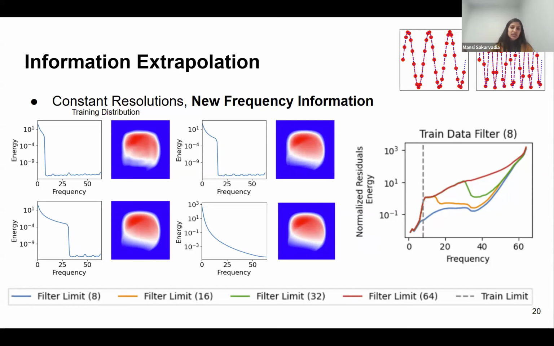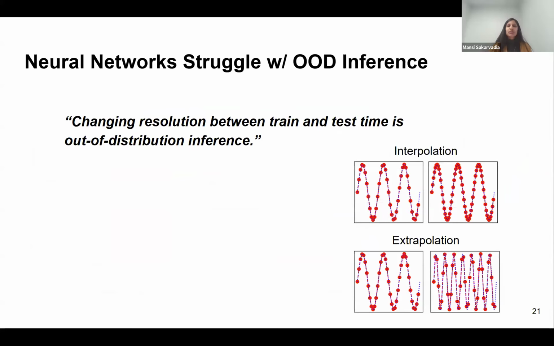So we're plotting the normalized residual energy on the y-axis here, and we're assessing the amount of incorrectly allocated energy at each of our different frequencies. And so like before, what we're seeing is the model is incorrectly predicting high amounts of energy in the high frequency range. This suggests a failure to generalize. Specifically, neural networks don't seem to be able to extrapolate new frequency information at test time compared to what they were trained on.